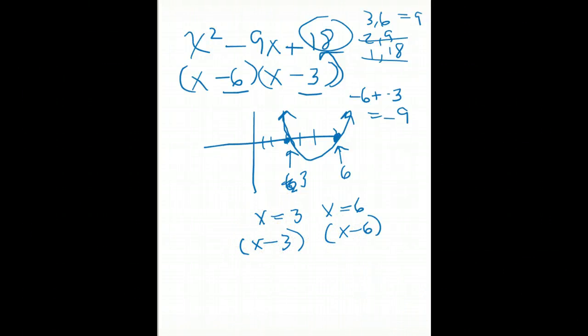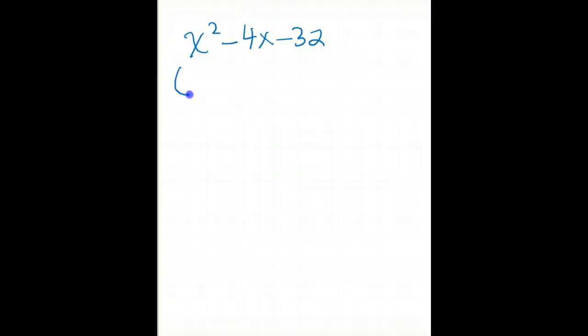Alright, so let's try some other ones, make them a little bit trickier. Let's say we take x squared minus 4x minus 32. First of all, we check to see if there's a GCF. There isn't. So I'm going to put the x and x in here. Now I'm looking for things that give me negative 32. So be careful with negative 32.